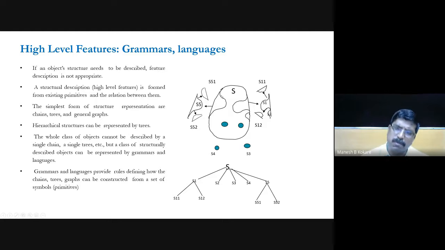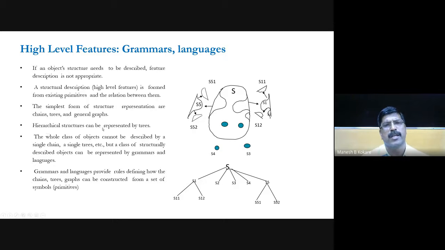So the symbols you can decide, and then the relation between all those symbols can be represented in the form of a graphical or hierarchical structure and so on. So the simplest forms of structure representation are either chains or trees and general graphs.